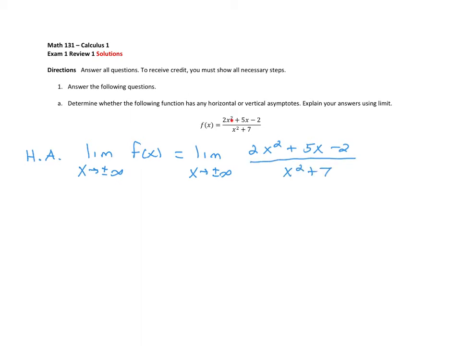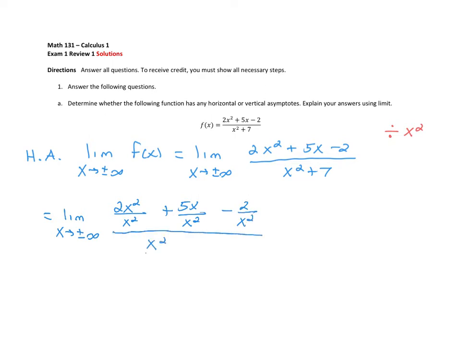And looking at this, I see the degree of the top and the bottom are the same, so I'm anticipating that the answer is going to be 2 over 1 or just 2. But to carefully verify this, I'm going to divide everything by x squared, the highest powered x term in the denominator. So this becomes the limit as x approaches either positive or negative infinity of, so we have 2x squared divided by x squared. We have 5x divided by x squared minus 2 divided by x squared. And this whole thing is divided by x squared divided by x squared, and then 7 divided by x squared.